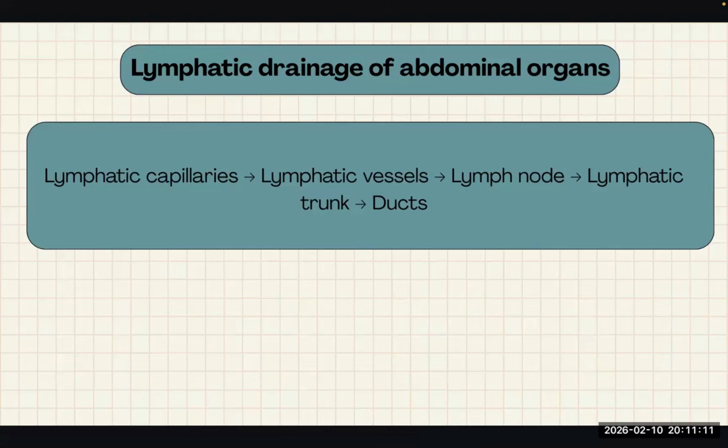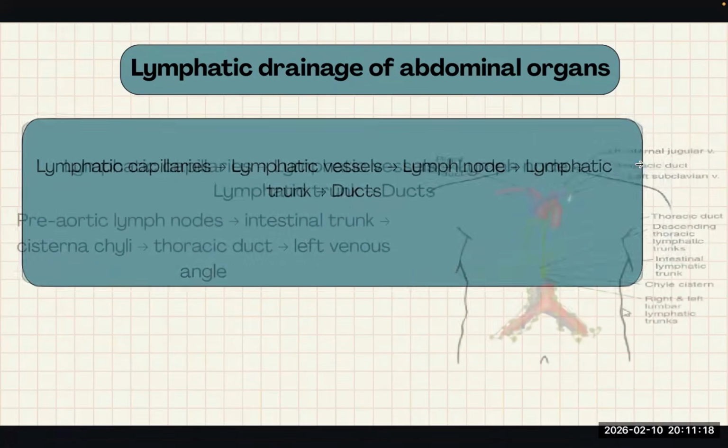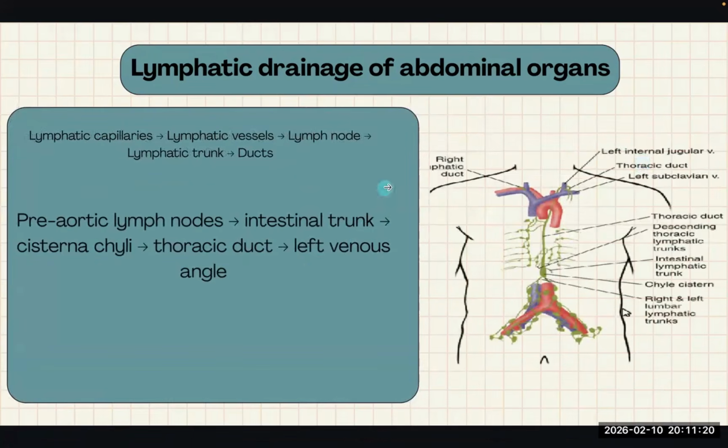Let's look at it for the abdominal organs. So this is what we're expecting to see, right? Capillaries, vessels, nodes, and so on. Okay? Let's try applying that. So this is the lymphatic drainage for the abdominal organs. Pre-aortic lymph nodes. Okay, we're starting with big words right away. Let's break this down. You guys see this over here?